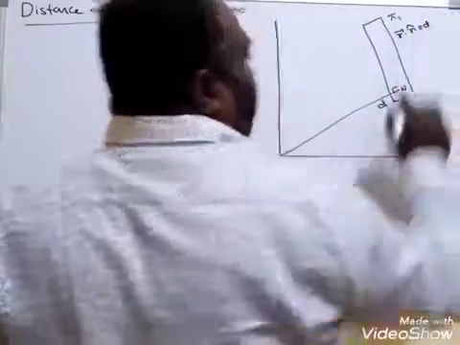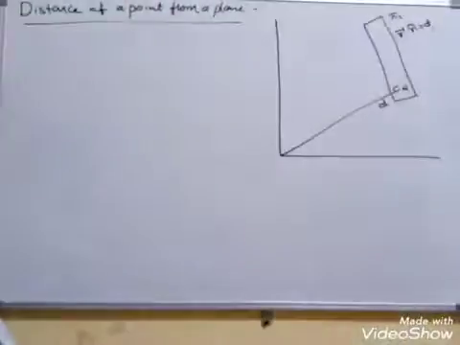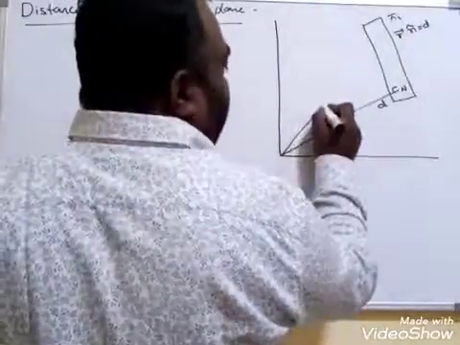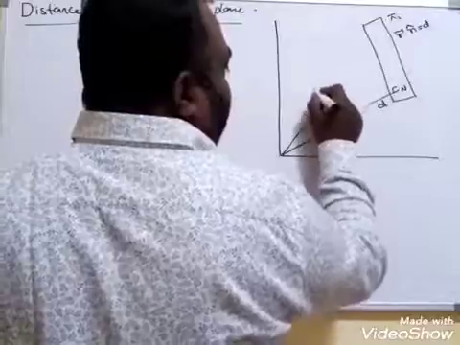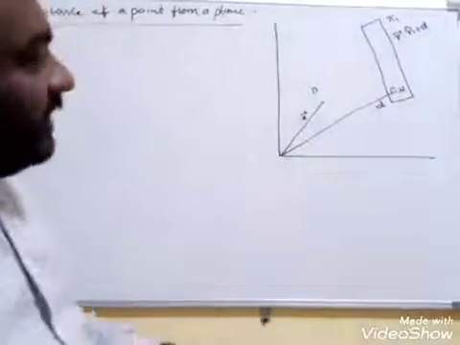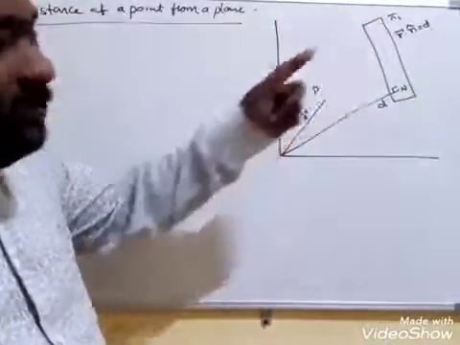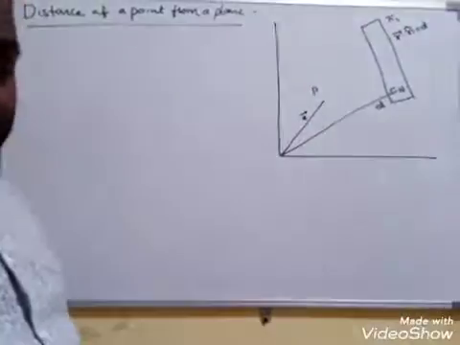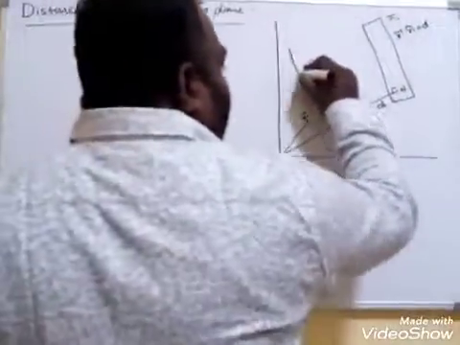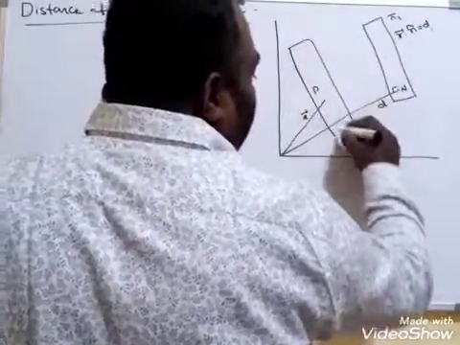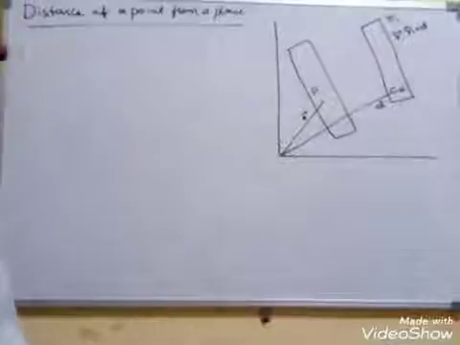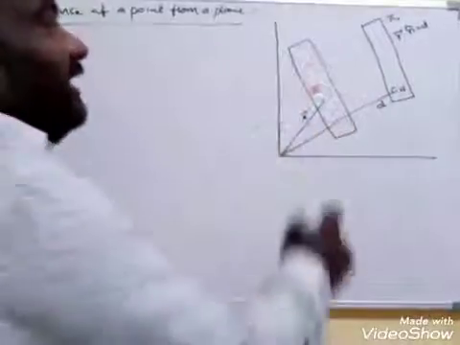This is the equation. Now, another point P is there with position vector a bar. We have to find the distance from this point to the plane. Instead of finding a different method, I am simply drawing a parallel plane so that this point lies on the plane.